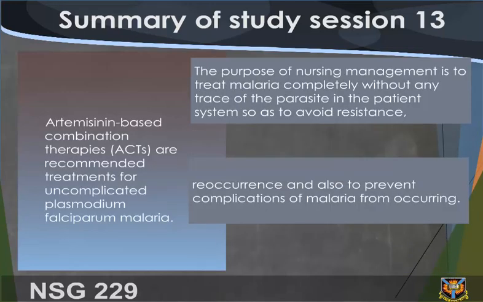Artemisinin-based combination therapies, ACTs, are recommended treatment for uncomplicated Plasmodium falciparum malaria. The purpose of nursing management is to treat malaria completely without any trace of the parasite in the patient's system so as to avoid resistance, recurrence, and also to prevent complications of malaria from occurring. End of study session 13.